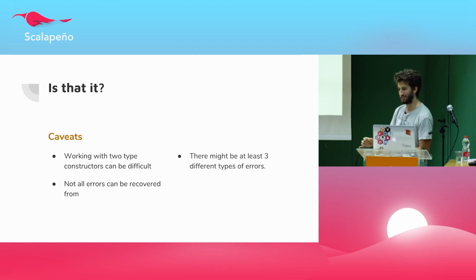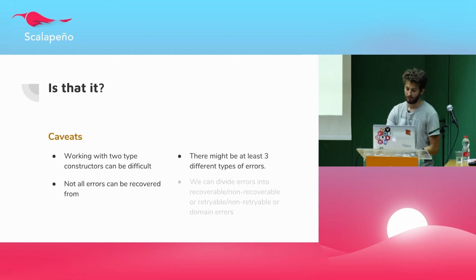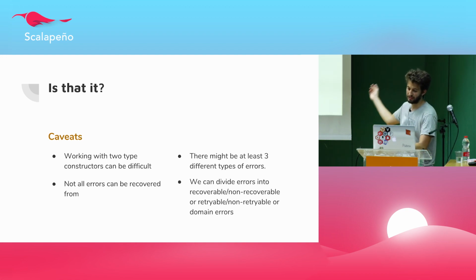So there might be at least like 3 different types of errors, but we can probably think of even more. So we have recoverable errors, but we also might have errors that we can retry and some errors that we can't retry. And we can divide these errors into a lot of different types. And yeah, what I said, recoverable, non-recoverable, retriable, but also domain errors are fundamentally a bit different from something like a HTTP error or something like that, or a Stack Overflow error.